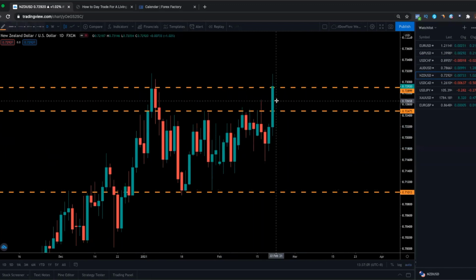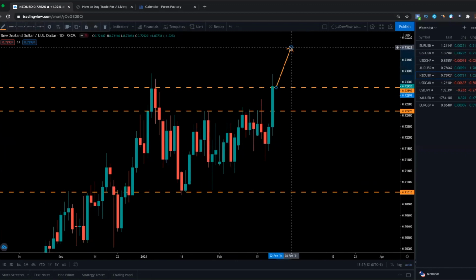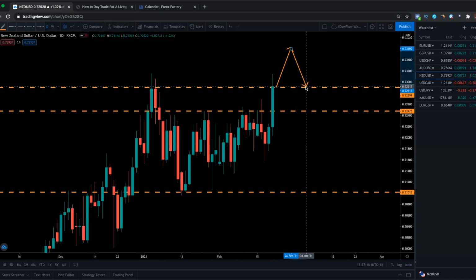If you really want to buy, then just wait for price to cleanly break this entire zone and do a retracement down in order to buy. Do not just chase the market right now.